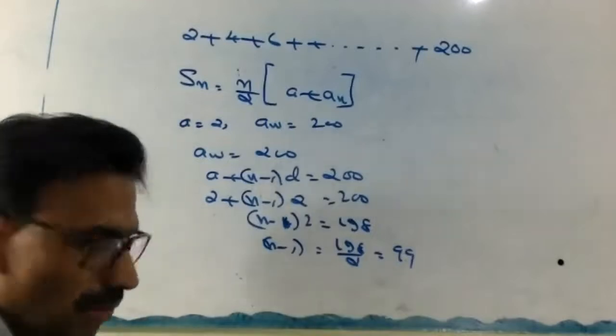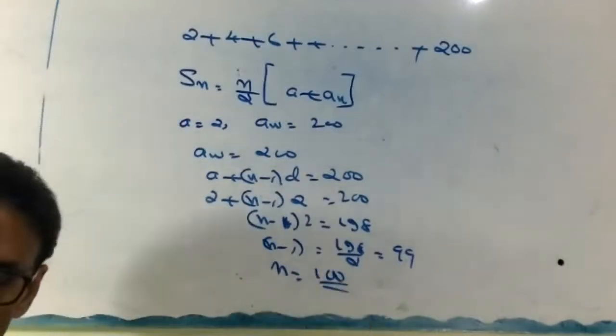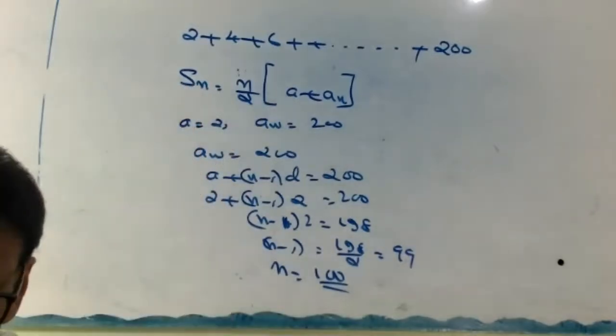99. Correct or no? 99. So n equal to 100. Right? Correct or no? Listen once again. It's a star question. Listen.